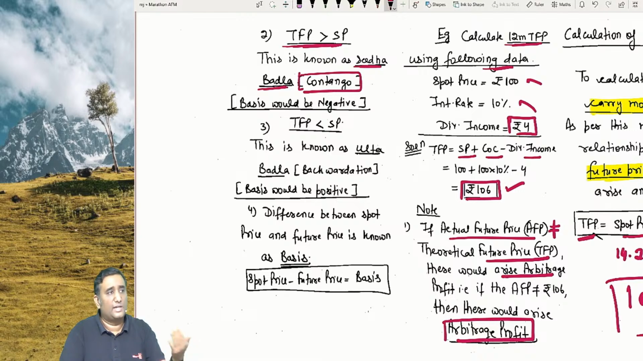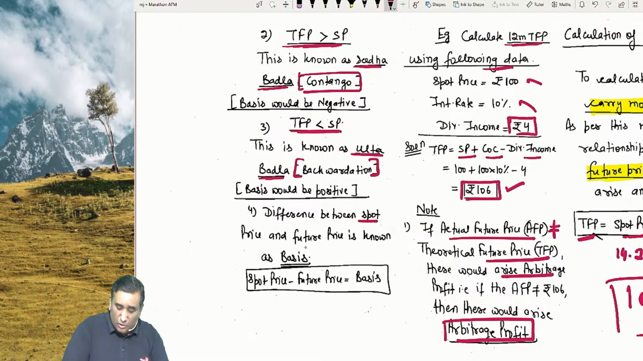In the example, 14.4 was higher than 14. The reverse can happen when dividend income is more. When TFP is less than the spot price, it means the future price is trading at a discount to the spot price. We call it Ulta Badla, a common term, and in English it is called backwardation. The difference between spot and future price is known as the basis, spot minus future. So an MCQ can come: basis would be negative in Seedha Badla (Contango) because spot is lower than the future, and basis would be positive in the second one.